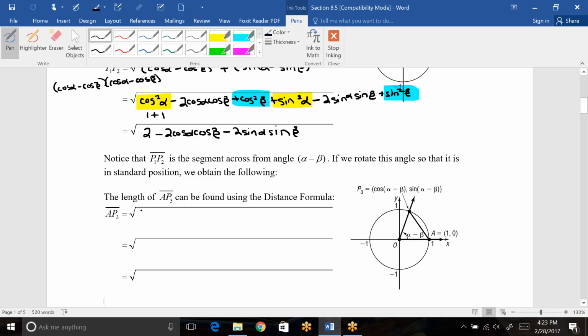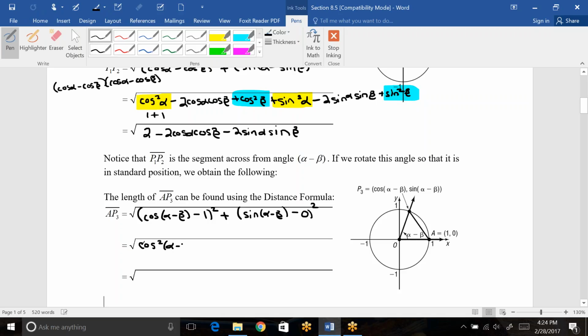So this would be cosine of alpha minus beta minus 1 squared plus sine of alpha minus beta minus 0 squared.